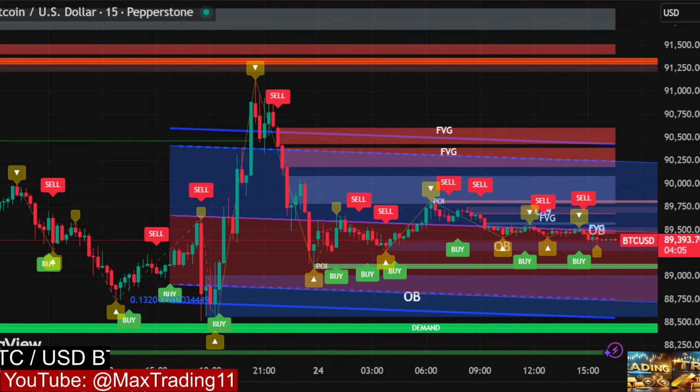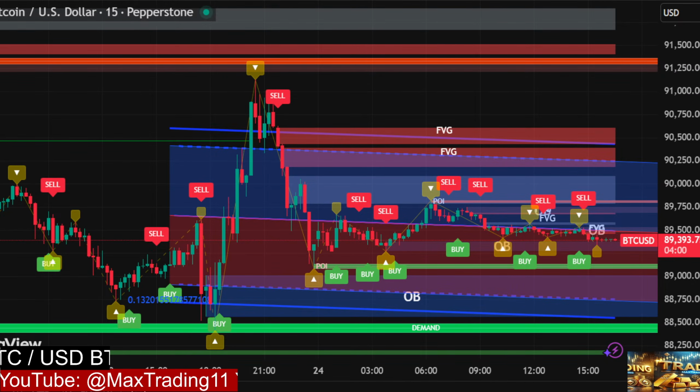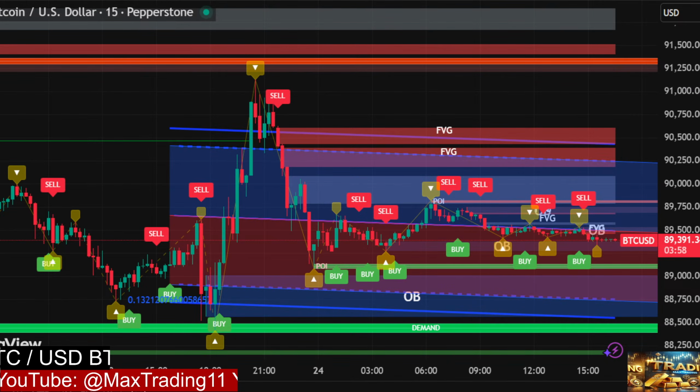2. Support and resistance. Support is a price zone where demand outweighs supply. Resistance is where supply overwhelms demand.